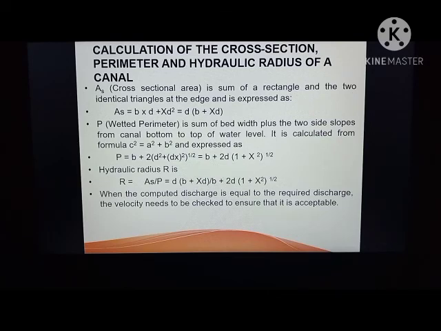Hydraulic radius R is expressed as R equals A over P, equals D multiplied by the quantity of B plus XD all over B plus 2D multiplied by the quantity of 1 plus X squared raised to 1/2. When the computed discharge is equal to the required discharge, the velocity needs to be checked to ensure that it is acceptable.